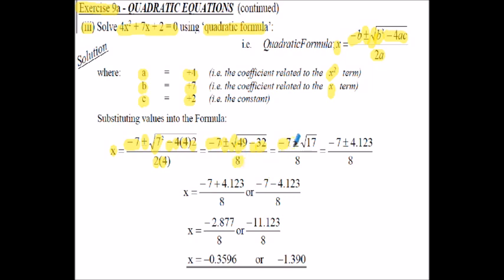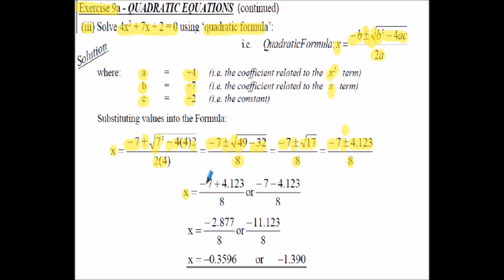That's equal to minus 7 plus or minus the square root of 17, all divided by 8, and that's equal to minus 3 plus or minus 4.123, all divided by 8. 4.123 is the square root of 17 to 3 decimal places. Now don't forget, because we've got the plus or minus here, that means there are 2 solutions for x.